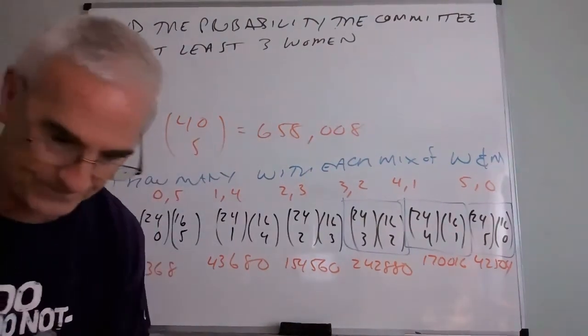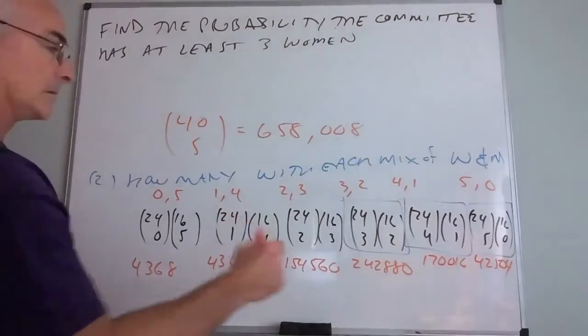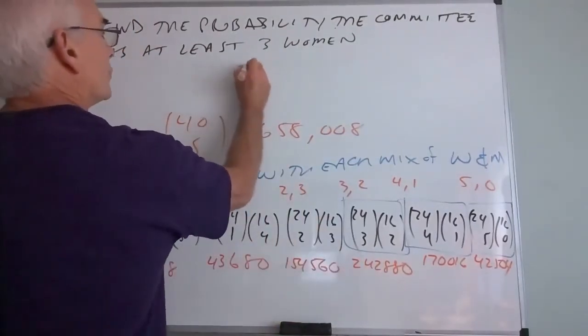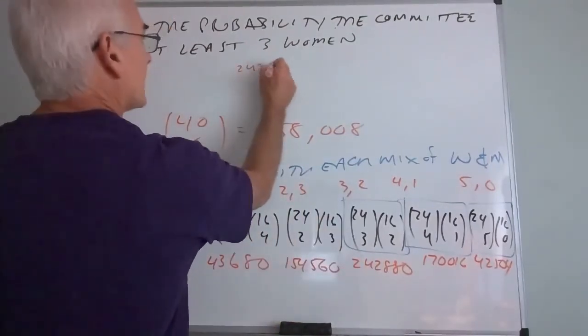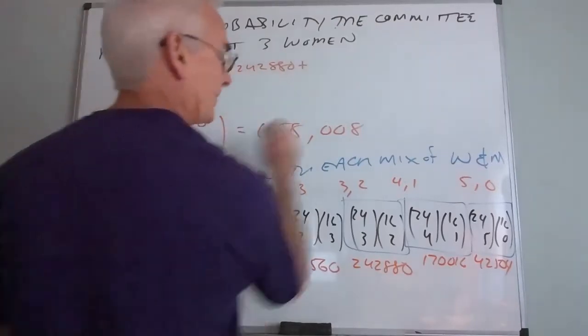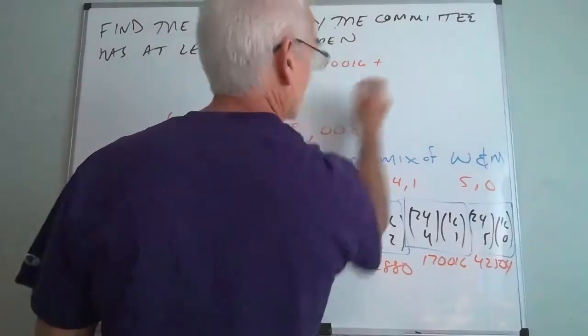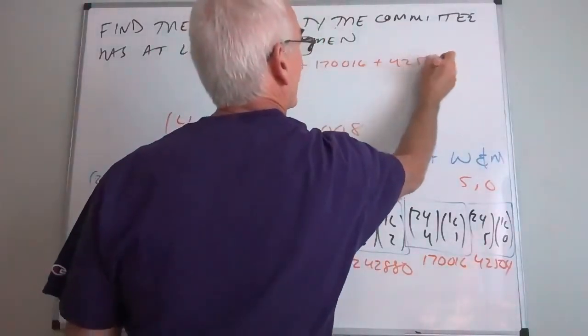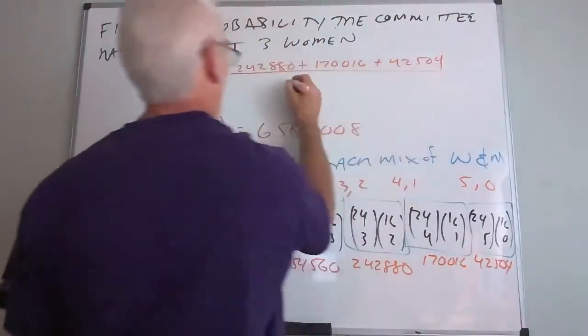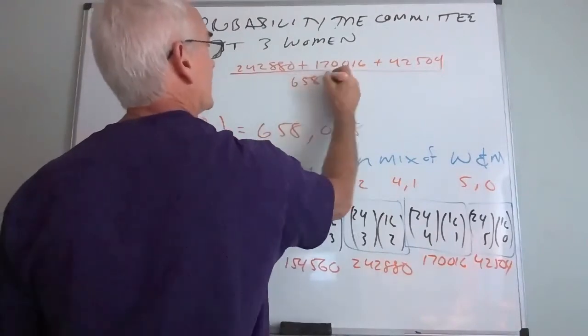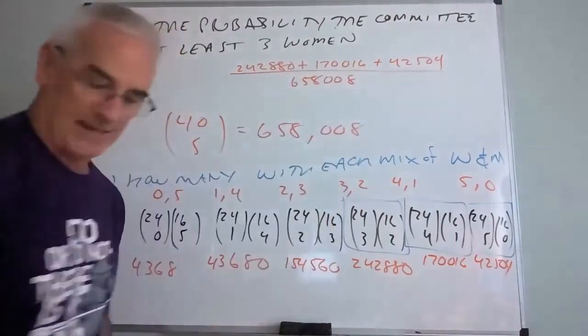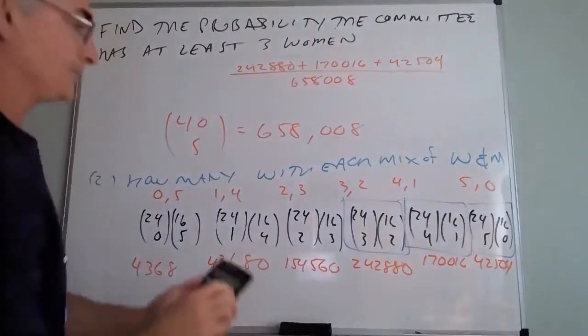So let's do that. Just right now. So it'd be 242,880 plus 170,016 plus 42,504 over 658,008. That would be the answer. So let's go ahead and do that.